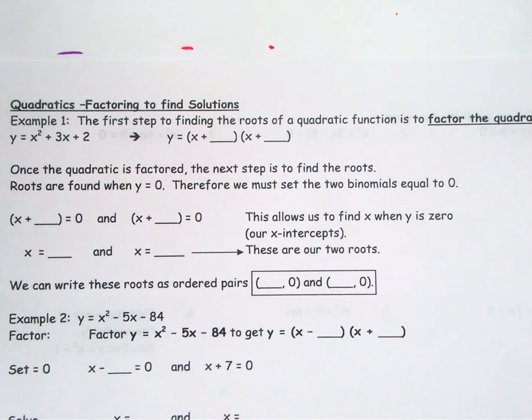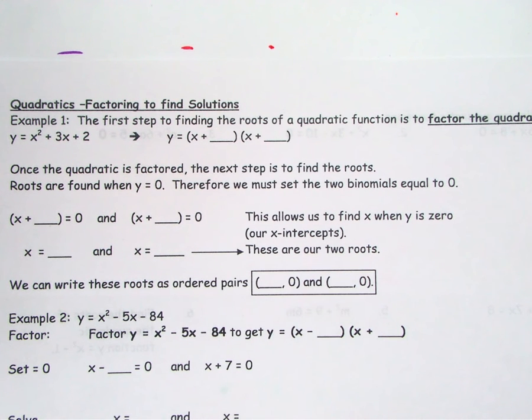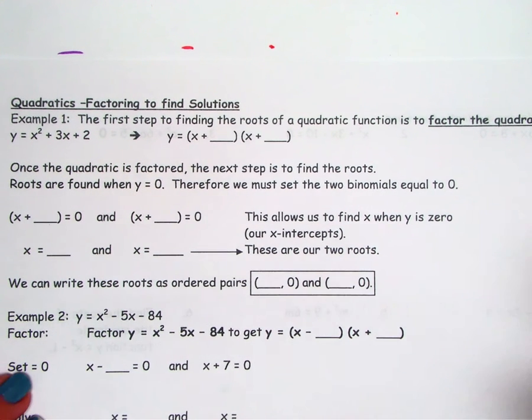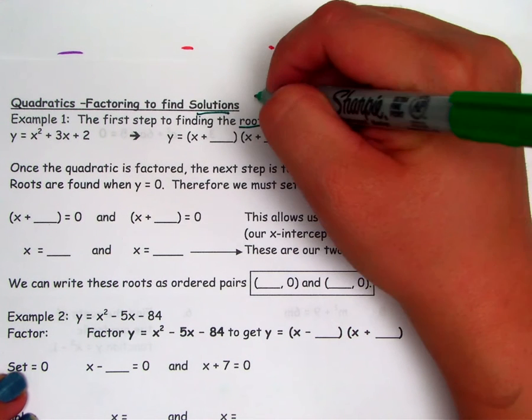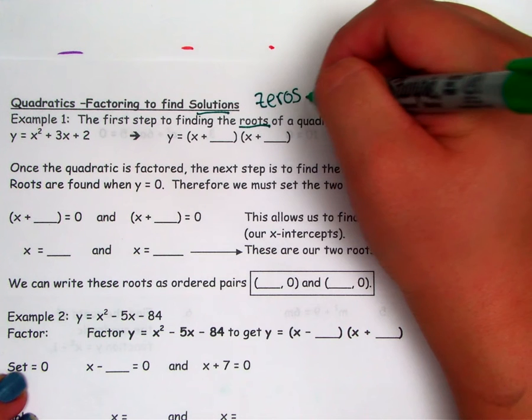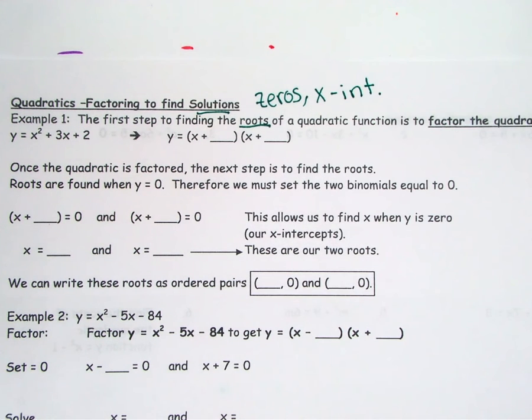Okay, in today's very short lesson, we're only going to do 2 examples, and we're going to be factoring quadratics in order to find the solution. Now, in previous lessons, we've talked about how solutions is just one of many words we can use. We often use roots, solutions, zeros, and x-intercepts. Those are all interchangeable. You can use any one of them at any given time. They all mean the same thing.